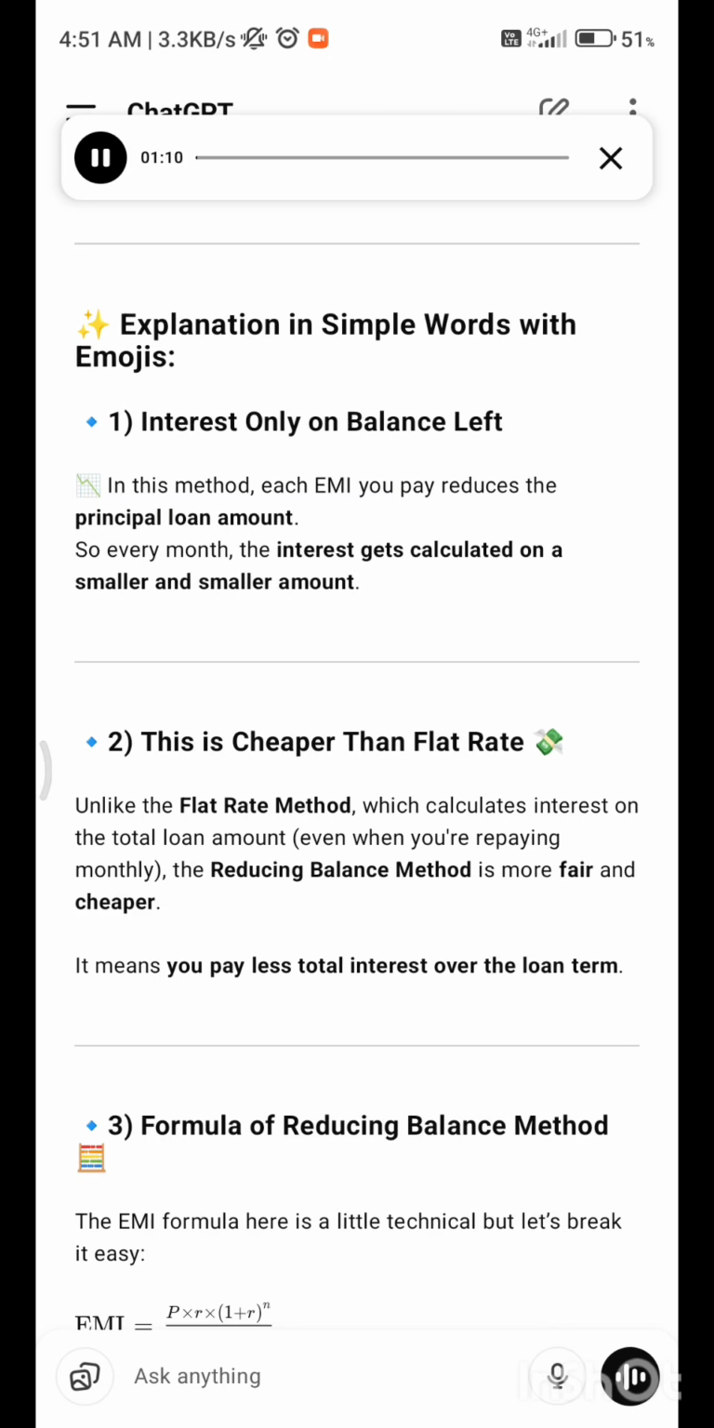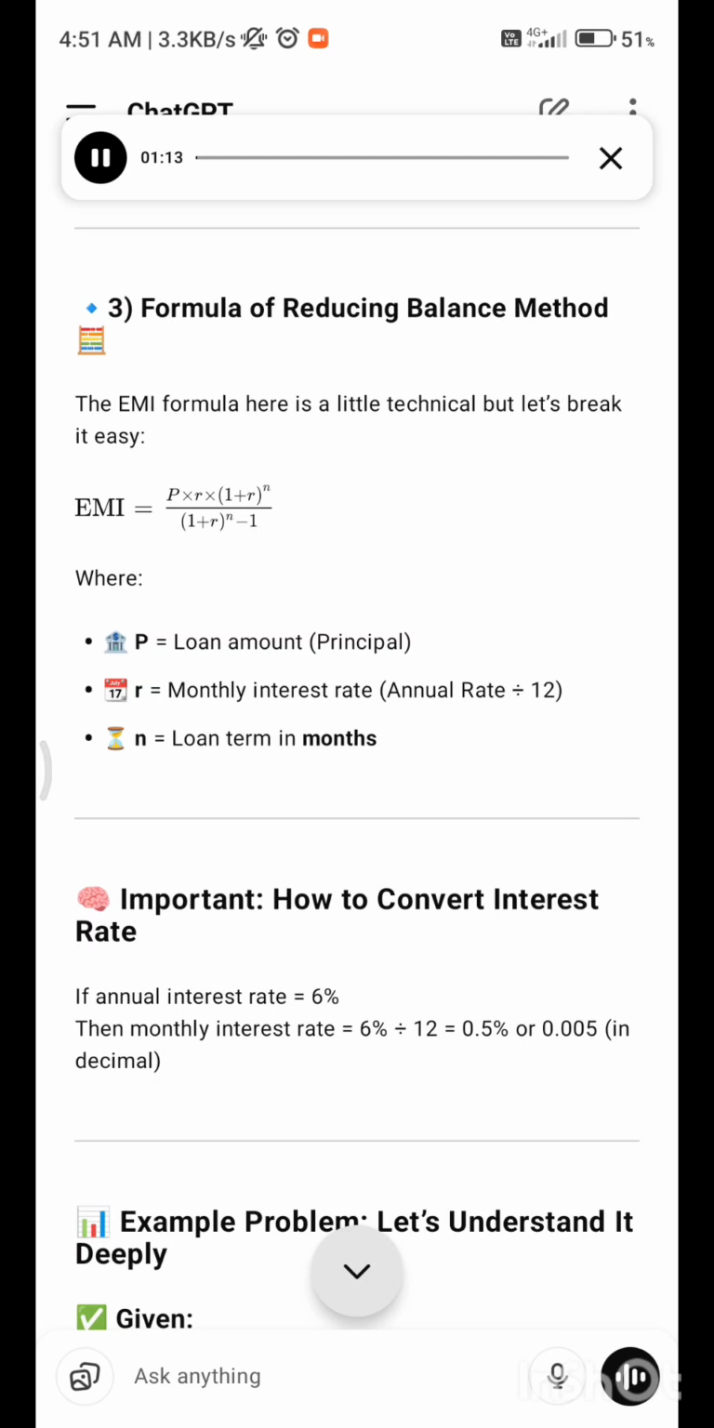3. Formula of reducing balance method. The EMI formula here is a little technical, but let's break it down easily. EMI equals P times R times (1 plus R) to the power n, divided by (1 plus R) to the power n minus 1, where P equals loan amount, principal, and R equals monthly interest rate, annual rate over 12. Important, how to convert interest rate: if annual interest rate equals 6%, then monthly interest rate equals 6% divided by 12, equals 0.5% or 0.005 in decimal.